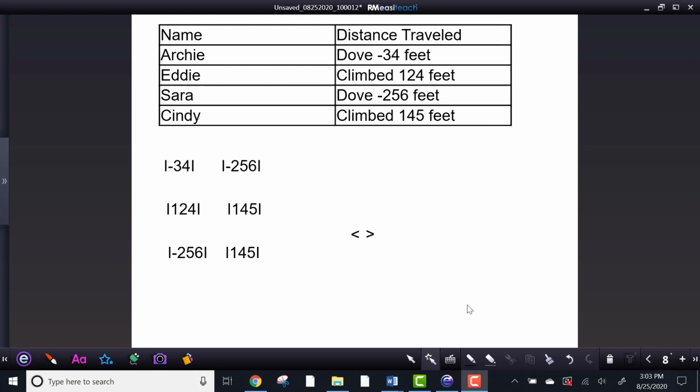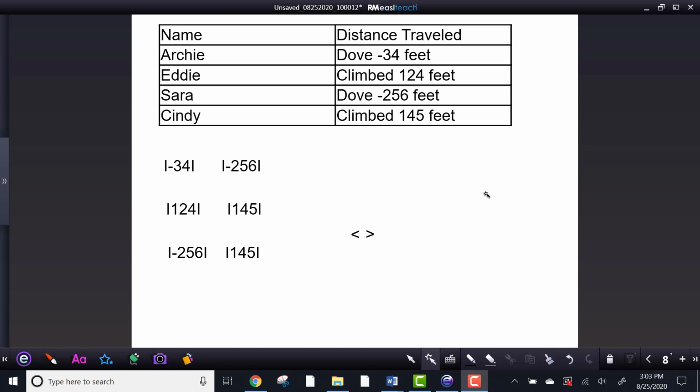So let's take a look at this topic in a real world context. So we have four different people and their distance traveled. So we could see that Archie dove 34 feet into the ocean. Eddie climbed 124 feet. Sarah dove 256 feet in the ocean. You can see when they're diving down, it's represented by negative numbers. And when they're climbing, it's represented by positive numbers. So Cindy climbed 145 feet.